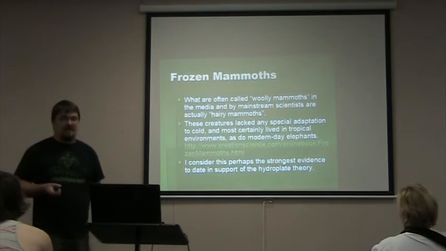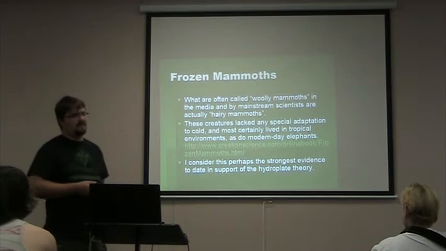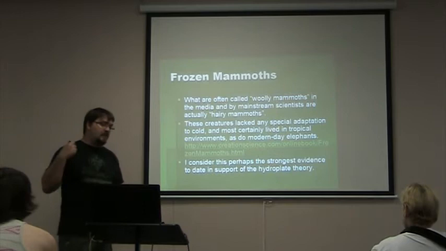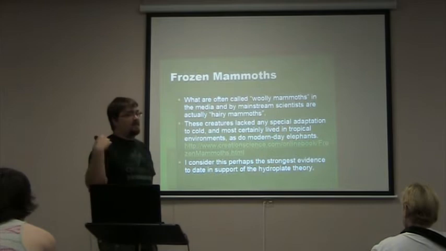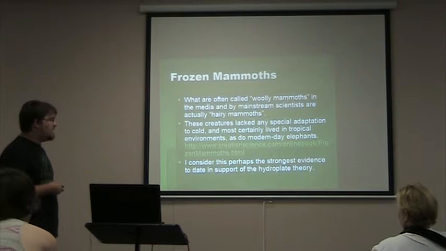Okay? These creatures lacked any special adaptation to cold. Any. You look at a mammoth's skin, it looks very much like elephant's skin. They don't have any oil glands. They do not have a dense undercoat. They don't even have erector muscles on their hair to fluff up their hair and try to capture more heat. You can find all the information about that in the link here. I consider the frozen mammoths to be the strongest evidence for hydroplate theory.